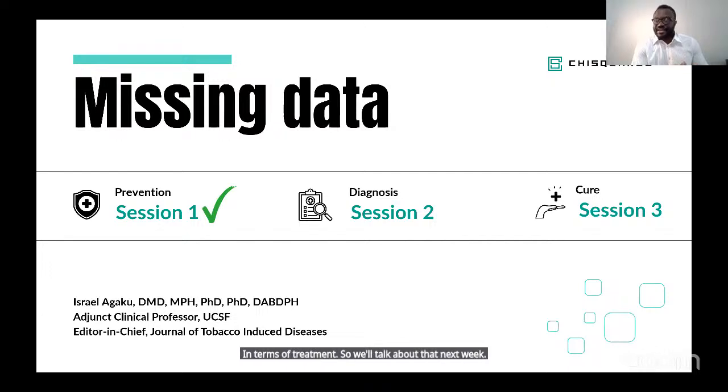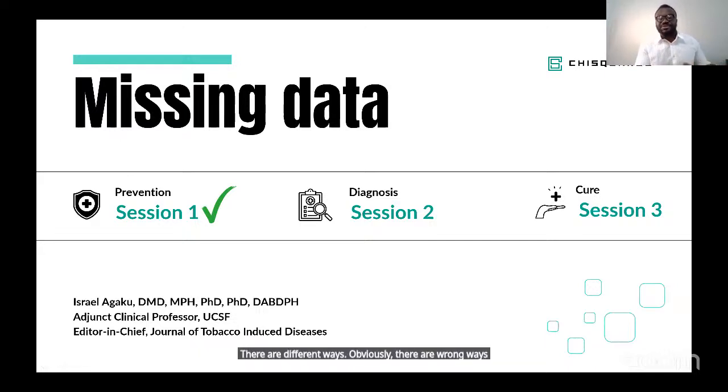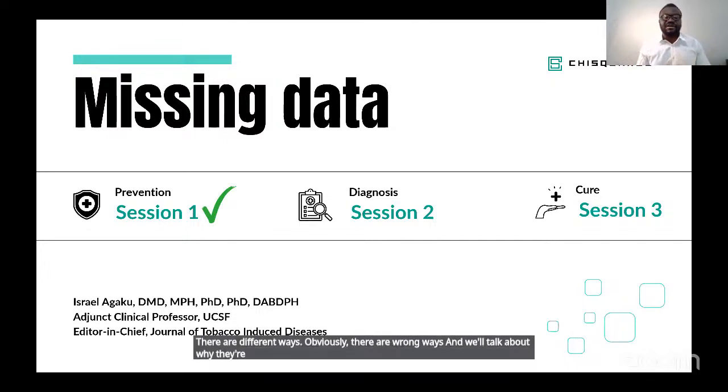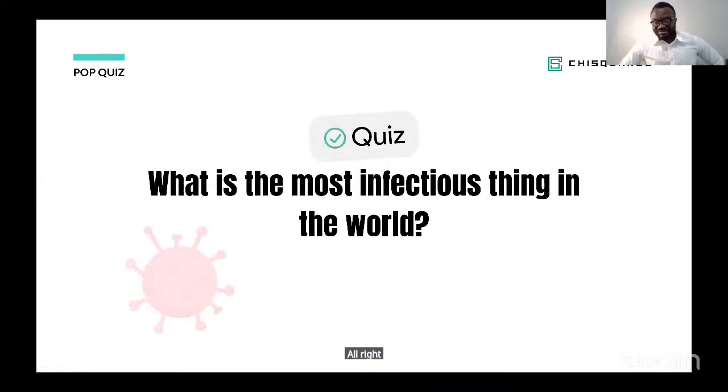And then in the third week, we'll talk about strategies for the cure. How do we now treat it? There are different ways. Obviously, there are wrong ways, and we'll talk about why they're wrong, and then focus on valid ways of addressing missing values. So that's the curriculum for the next 2 weeks. So let's get started.